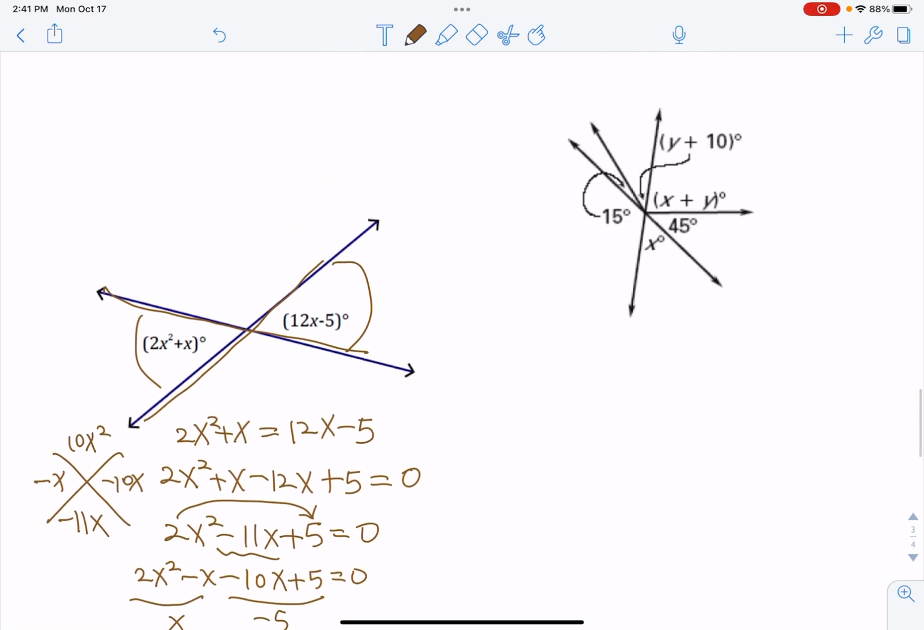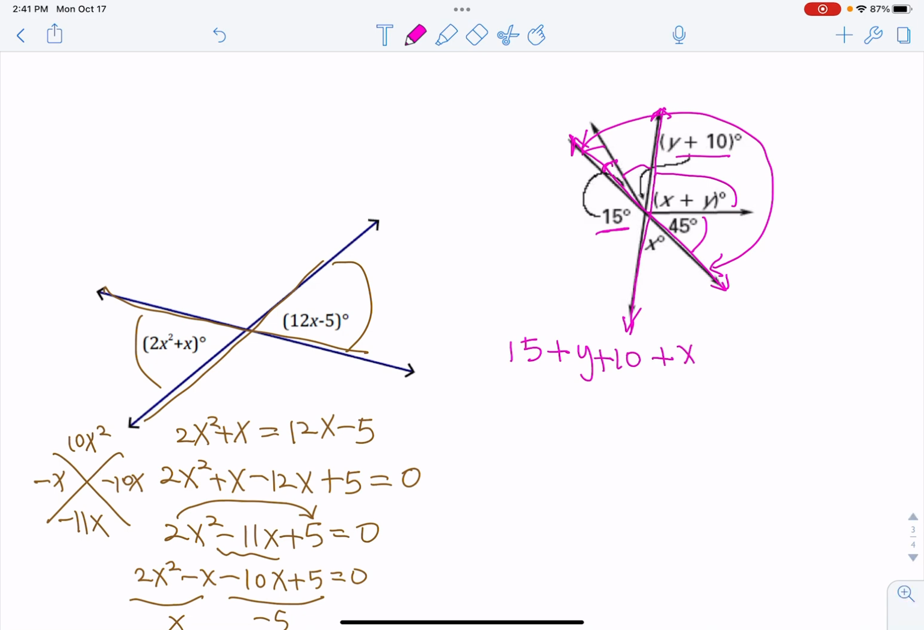And then you have two straight lines here. I can see two straight lines here. That's probably one clue that we can make an equation out of it. So this portion here is an angle of 15 degrees, and this portion here is y plus 10, and this portion here is x plus y, and that portion right there is 45 degrees. And if I add all those things together, we'll make one straight angle. So 15 degrees plus y plus 10 plus x plus y plus 45 degrees equal to 180 degrees.